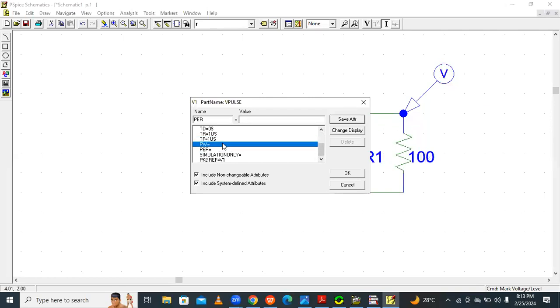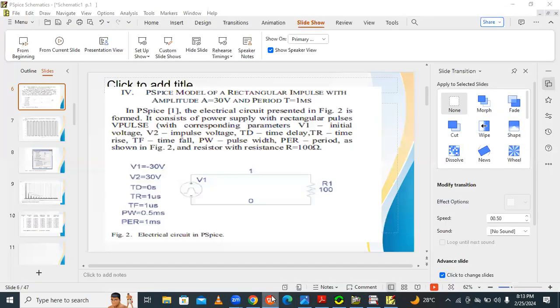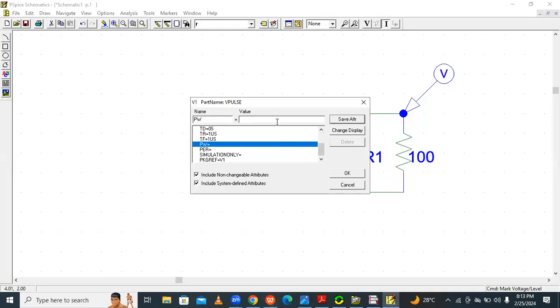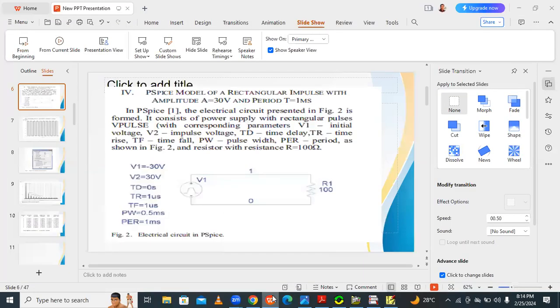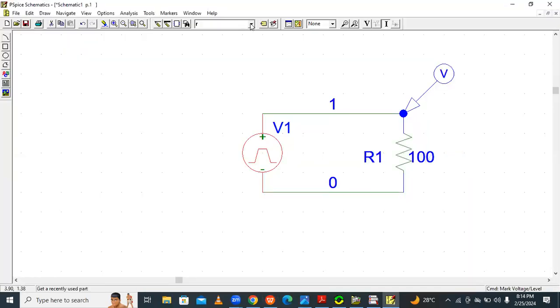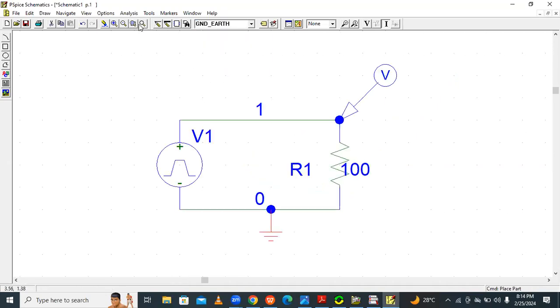And pulse width PW is the width of the rectangular waveform, 0.5 milliseconds. Then PER is called pulse repetition. Pulse repetition is 1 millisecond. After 1 millisecond, the waveform repeats. That's why it's called pulse repetition, PER. And then take one ground and place it here. Okay, like this. So before going to simulate, save.